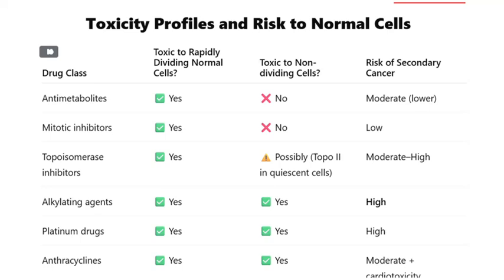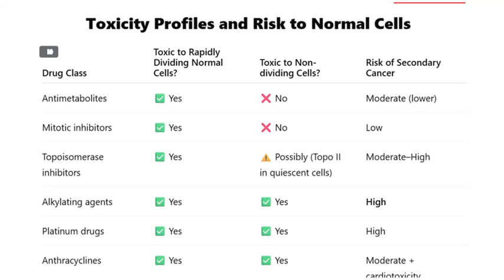And at last, we have the most dangerous drugs, which are alkylating agents and platinum drugs. Both of these are cell cycle nonspecific. Both cause DNA crosslinks and double-strand DNA breaks and lead to cell apoptosis. Alkylating agents include cyclophosphamide and busulfan, and platinum-based compounds include cisplatin and carboplatin.